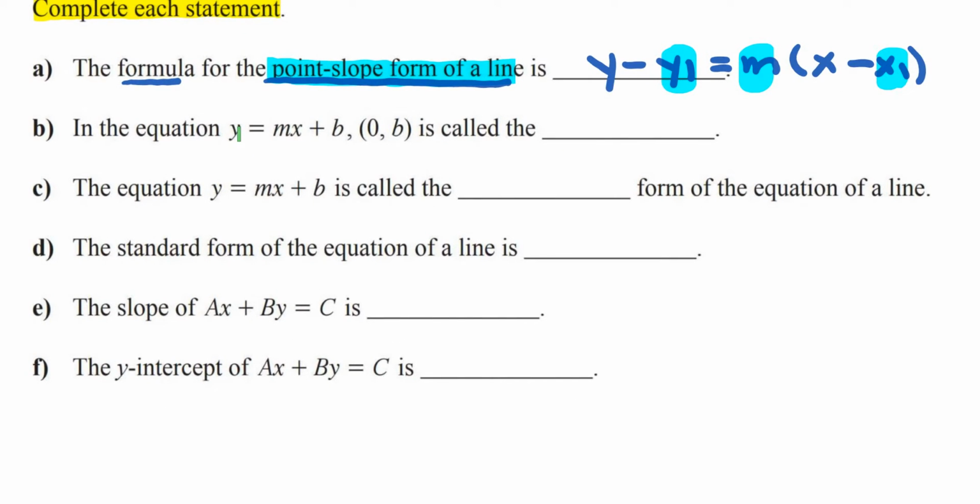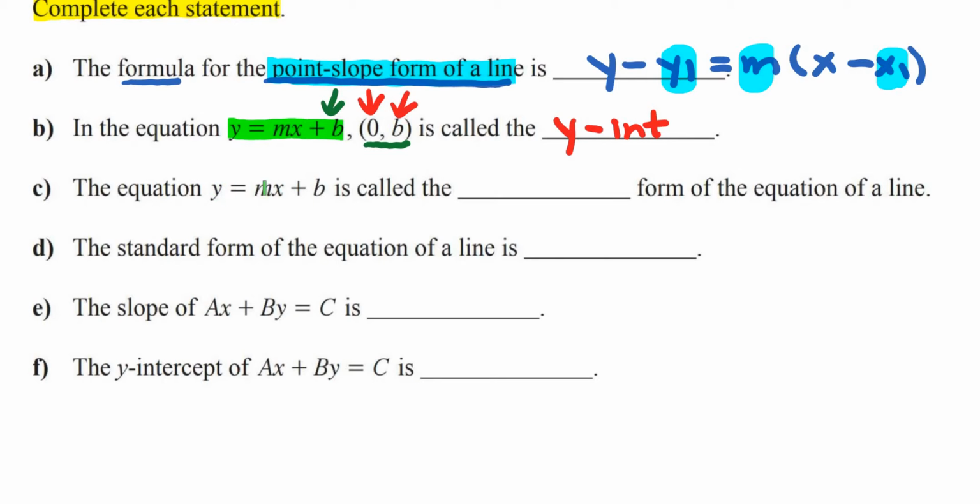For question 1b, the equation y equals mx plus b. When we're given that form, then the point 0, comma b is called the what? Well, whenever the x value is 0, then this term right here is always called the y-intercept. Okay, so whenever x is 0, then we're given the value of the y-intercept. And when we're given this equation, we know that plus b is always the y-intercept.